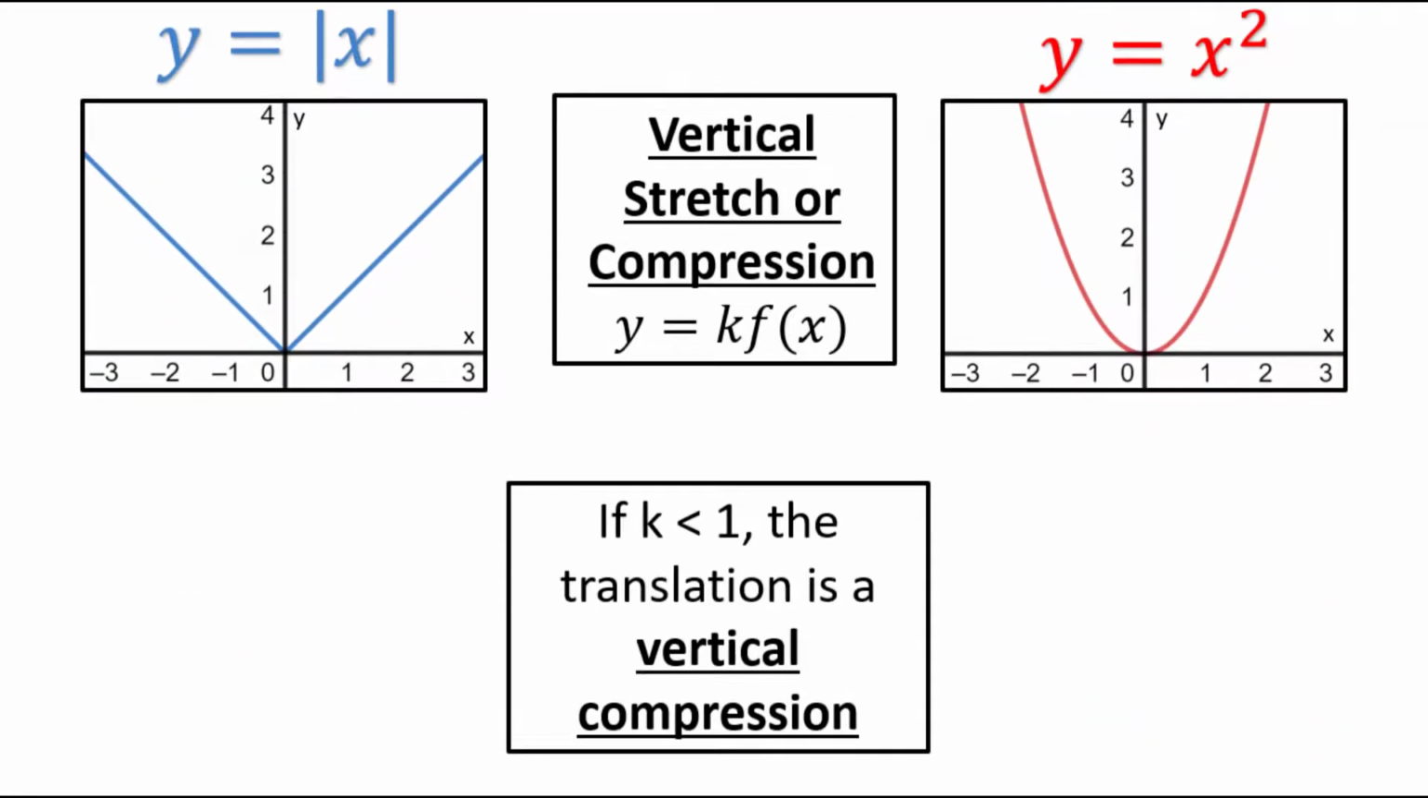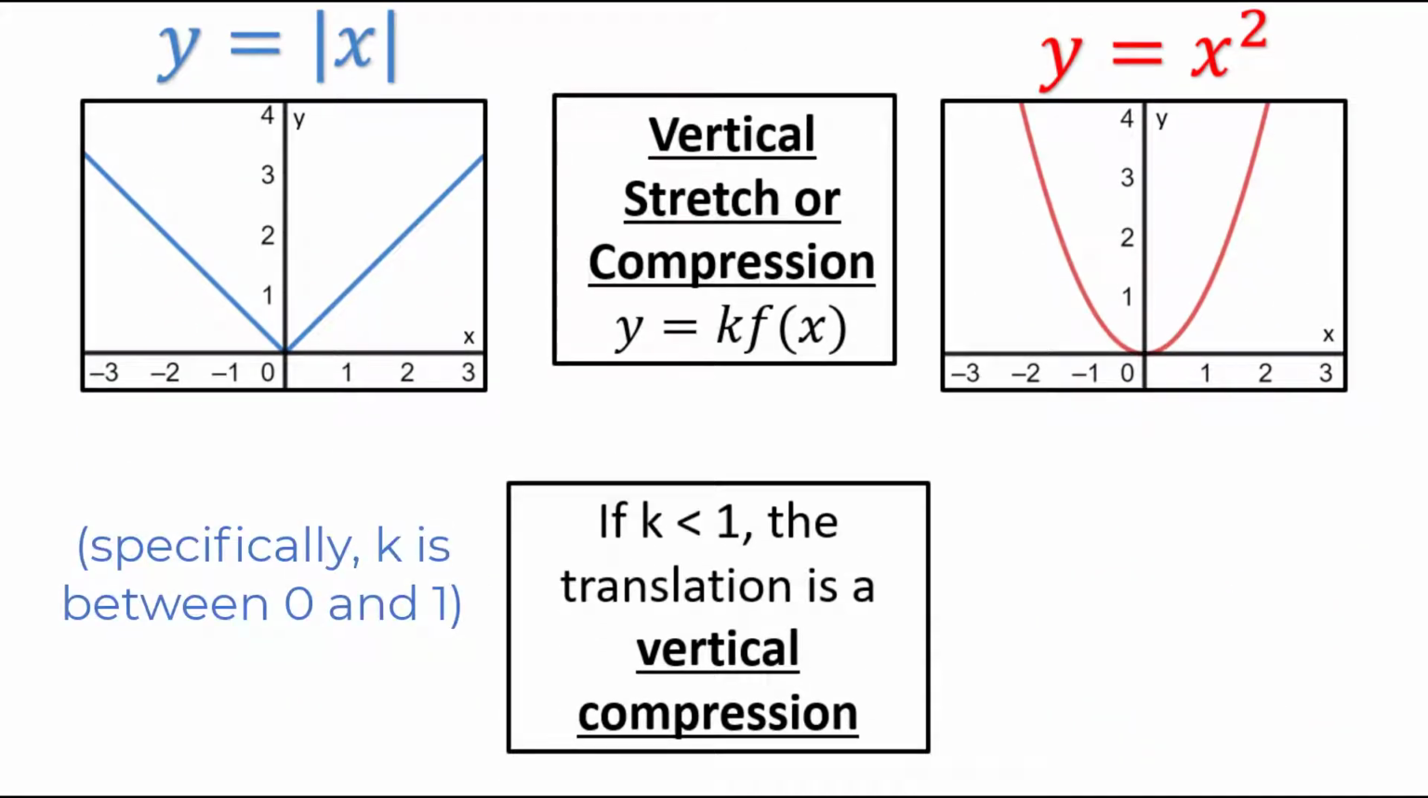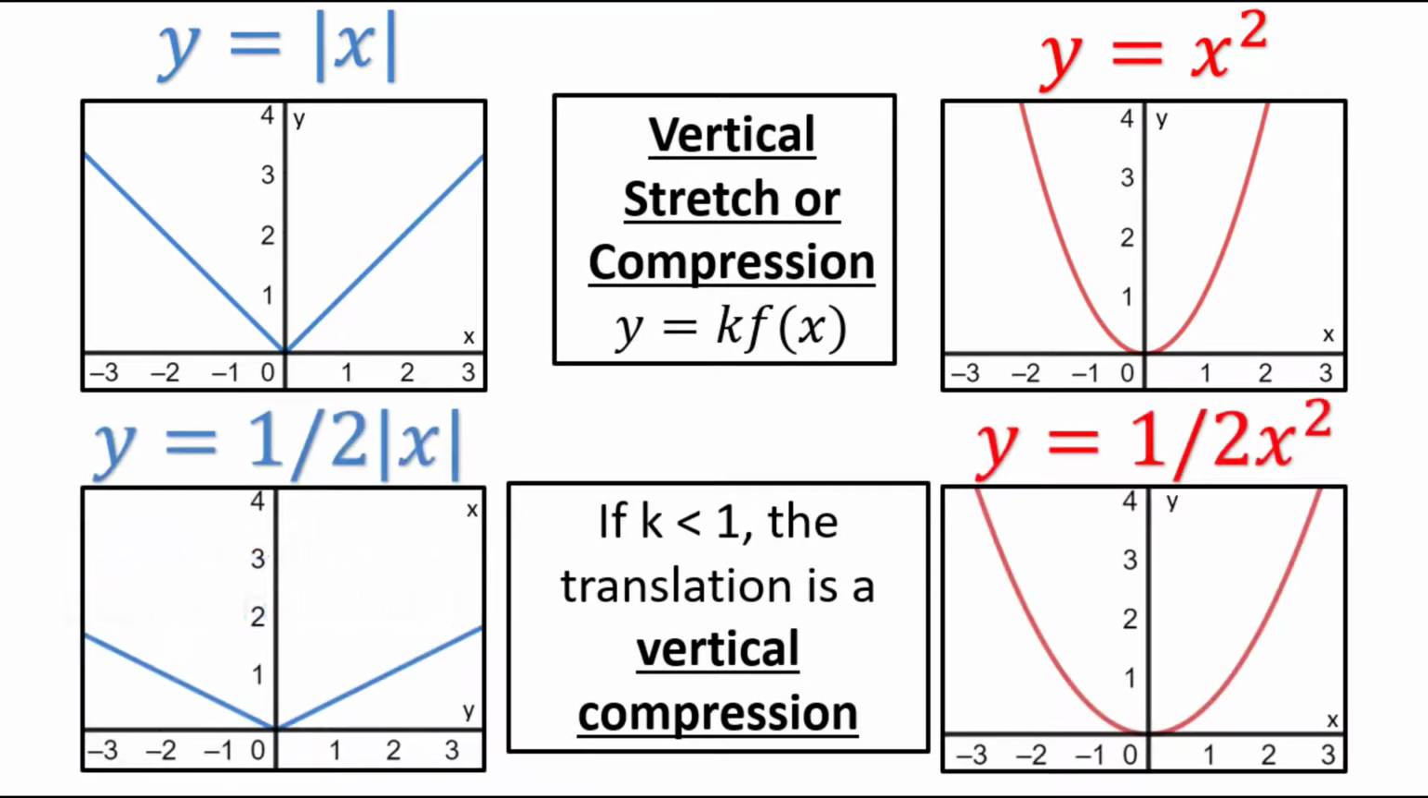If we have a coefficient of less than 1, then the translation is a vertical compression. If k is equal to 1/2, that means all of our y values should be multiplied by 1/2. We no longer have the key points of -1, 1 and 1, 1 on our graph. Now we have -1, 1/2 and 1, 1/2, which compresses the graph vertically.